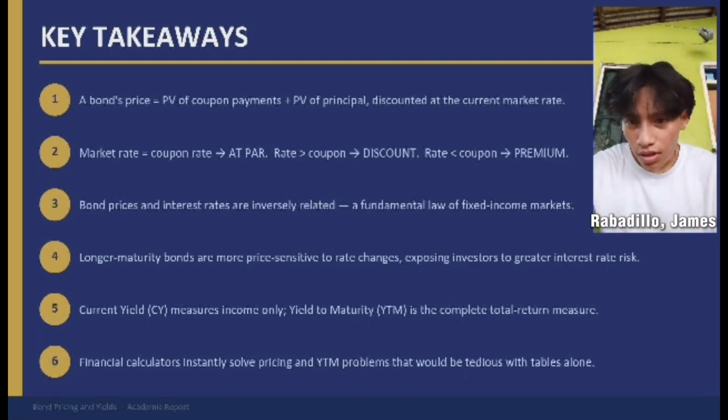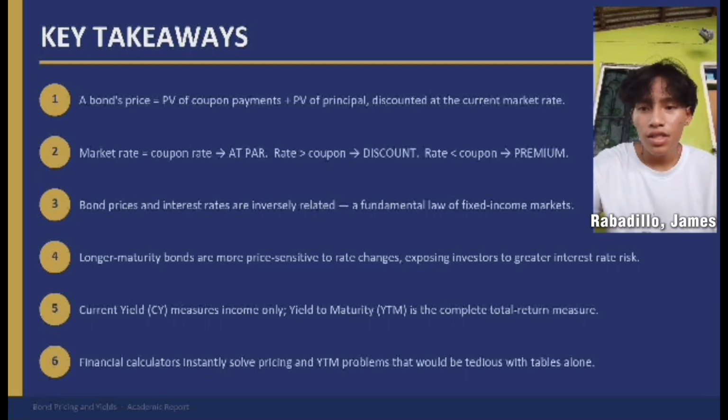And number 3 is bond prices and interest rates. Bond prices and interest rates are inversely related. This means when interest rates go up, bond prices go down. When interest rates go down, bond prices go up. So why? It's because investors prefer bonds with better returns. Older bonds become less attractive when new bonds offer higher interest.